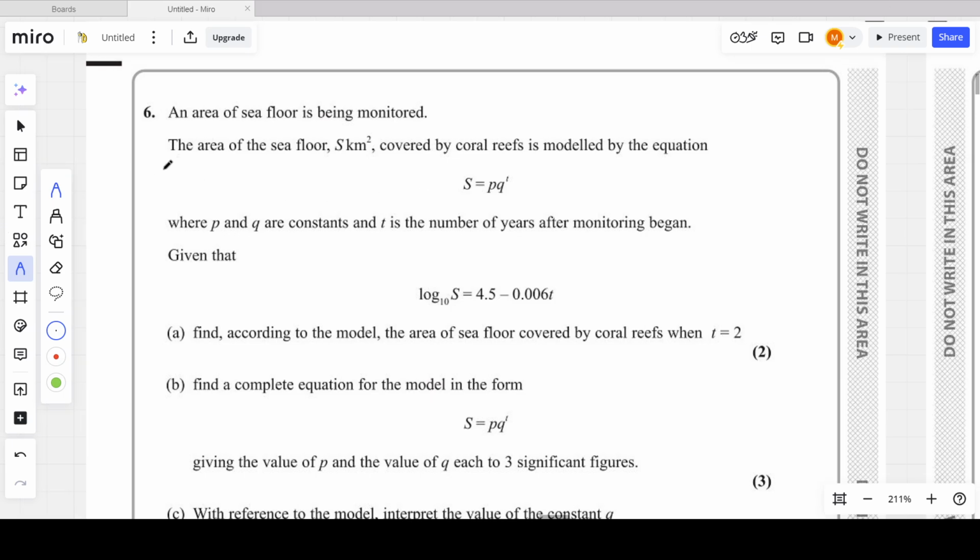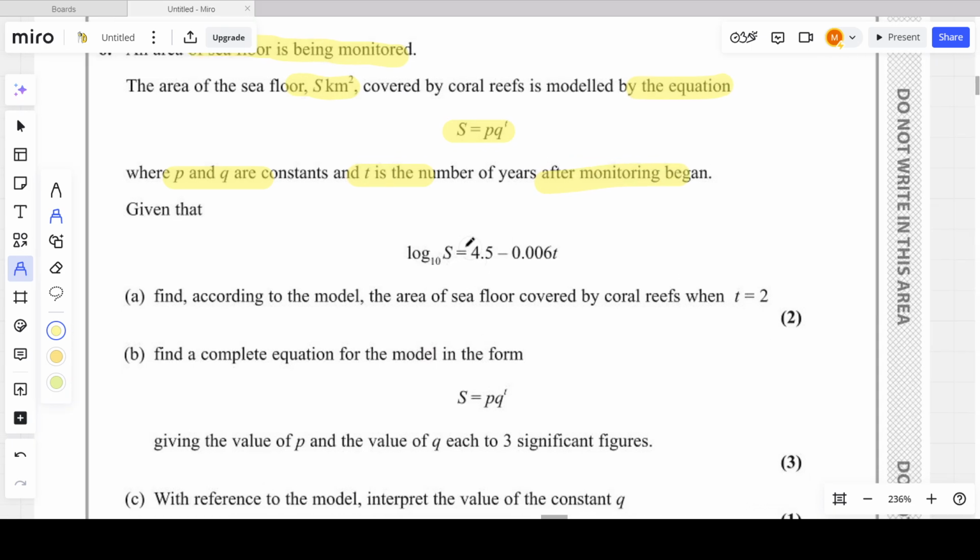An area of sea floor is being monitored. The area of sea floor S kilometer squared covered by coral reefs is modeled by the equation S equals P Q to the power T, where P and Q are constants and T is the number of years after monitoring began. Given that log base 10 of S equals 4.5 minus 0.006 t.